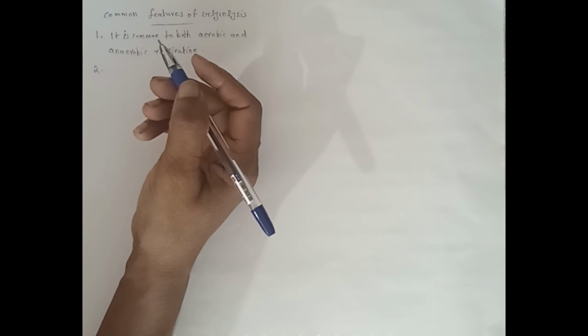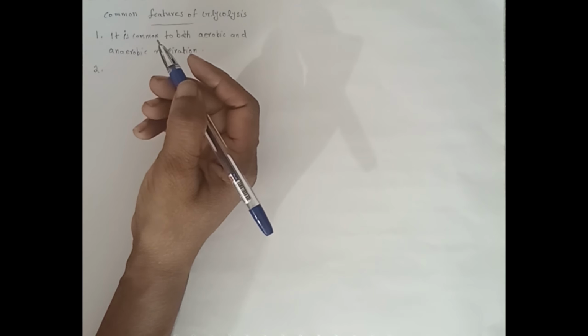Next point, oxygen is not necessary. In the case of anaerobic respiration, oxygen is not necessary, but in the case of aerobic respiration, oxygen is necessary. Commonly, oxygen is not necessary for glycolysis. That means in anaerobic respiration oxygen is not necessary, but in aerobic respiration oxygen is needed.